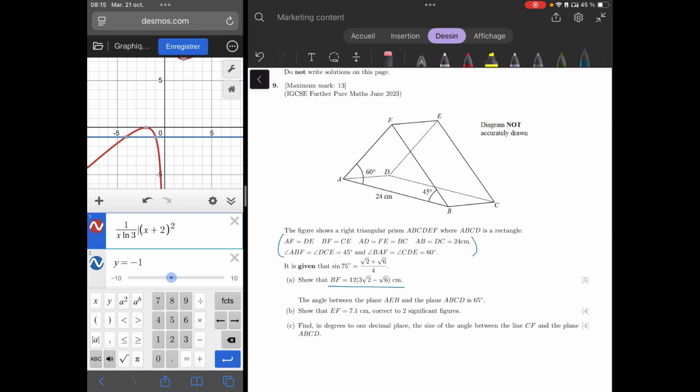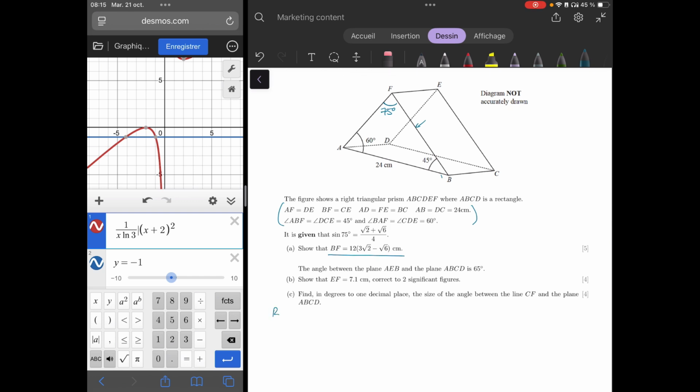So, if we consider triangle ABF, we can deduce that angle AFB is equal to 75 degrees. We need to find BF, so this calls for the sine rule. BF divided by sine of 60 is equal to 24 divided by sine of 75. Sine of 60, that's root 3 by 2. Sine of 75, that's root 2 plus root 6 divided by 4.